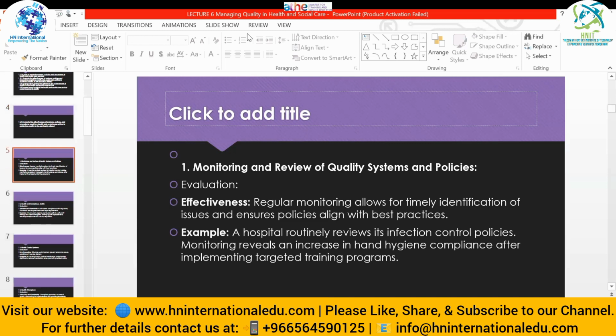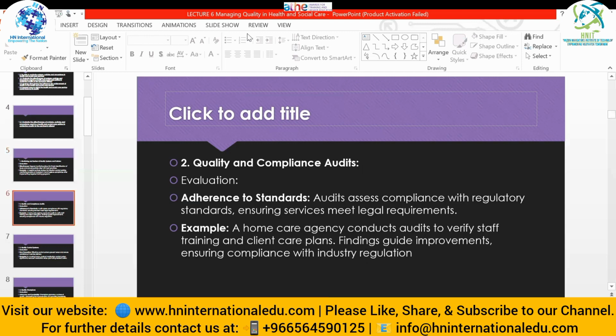The first point says monitoring and review of the quality systems and the policies. Regular monitoring allows for timely identification of issues and ensures policies align with the best practices. For example, a hospital routinely reviews its infection control policies, monitoring reviews and increases in hand hygiene compliance after implementing targeted training programs. So this is an example that if we are regularly monitoring whatever is going on in the hospital or a healthcare system, we can control it as well. We can take pre-measures beforehand.